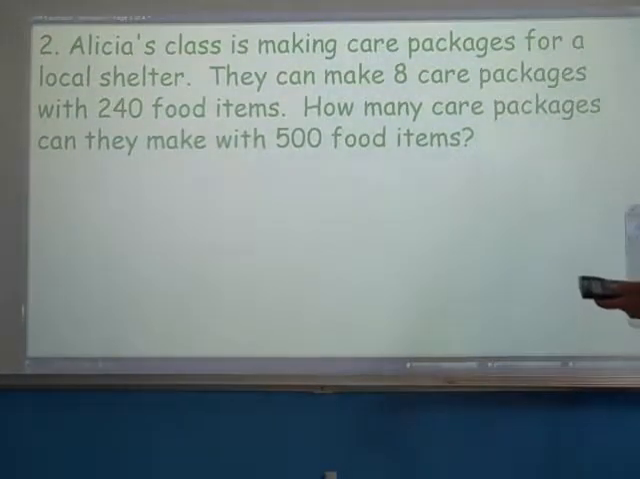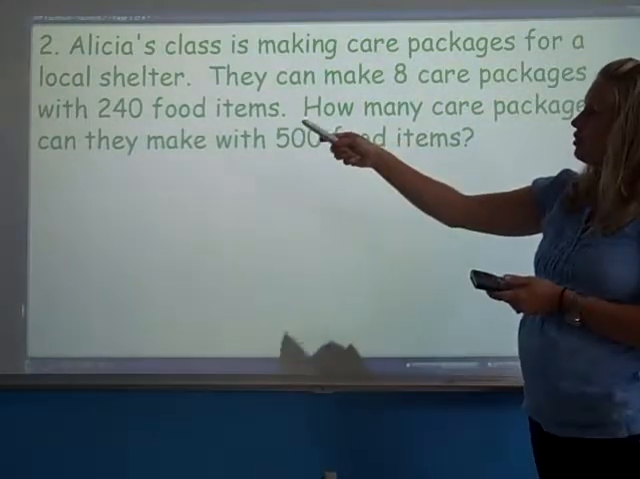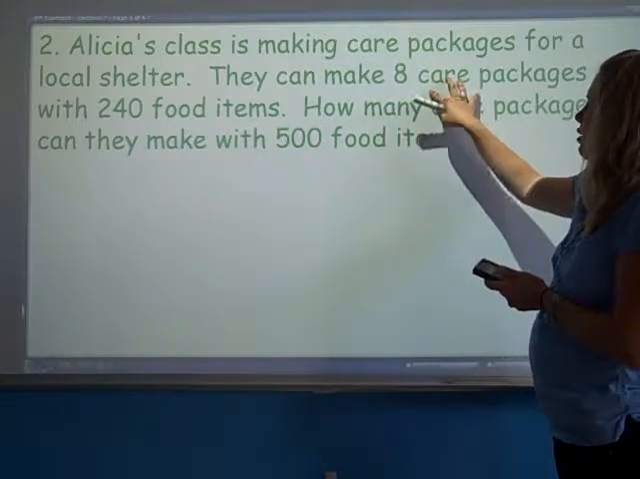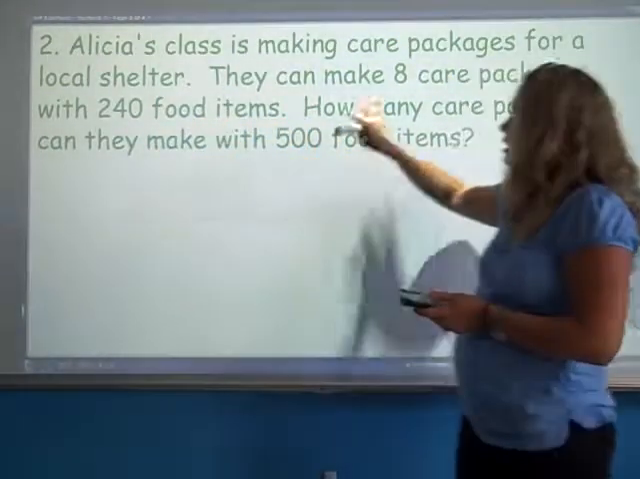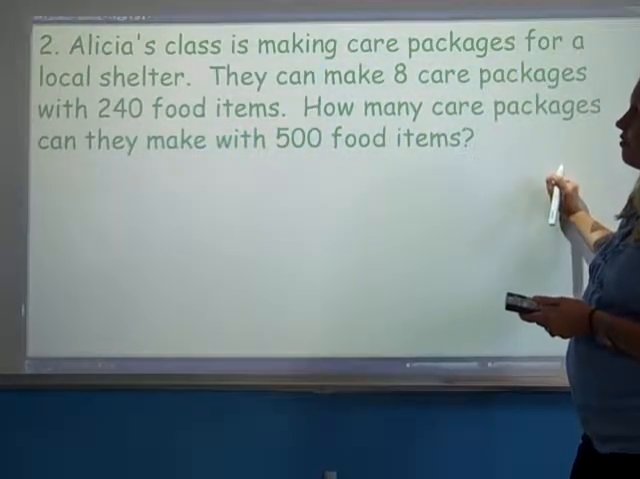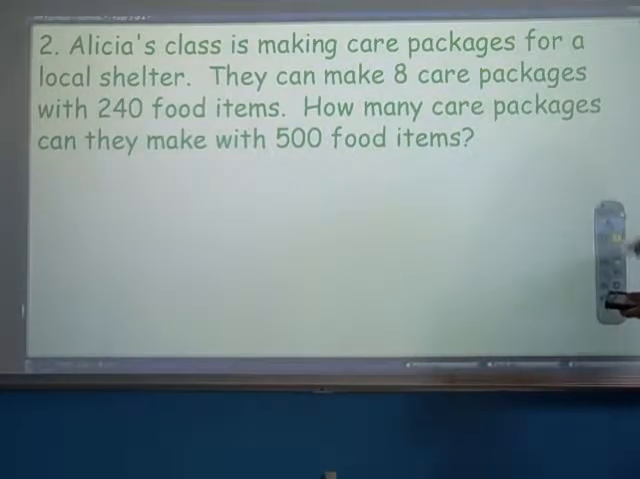Alicia's class is making care packages for a local shelter. They can make 8 care packages with 240 food items. So we have care packages and food items. How many care packages can they make with 500 food items? Write a proportion and solve.